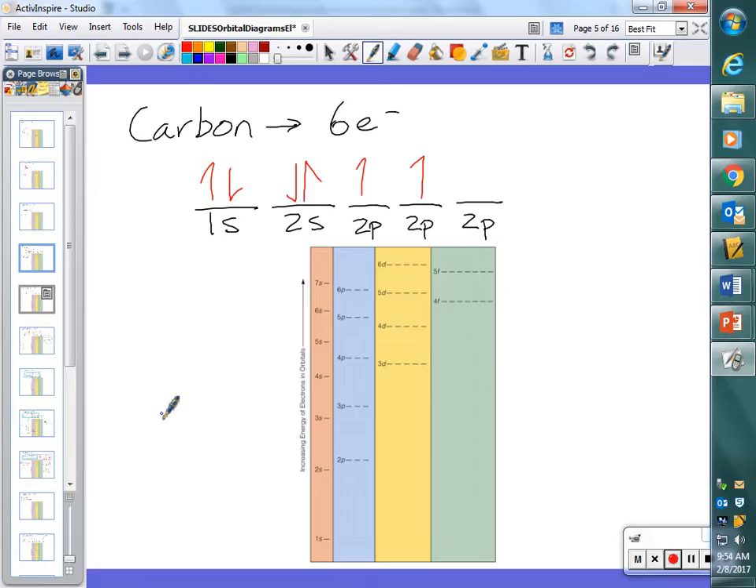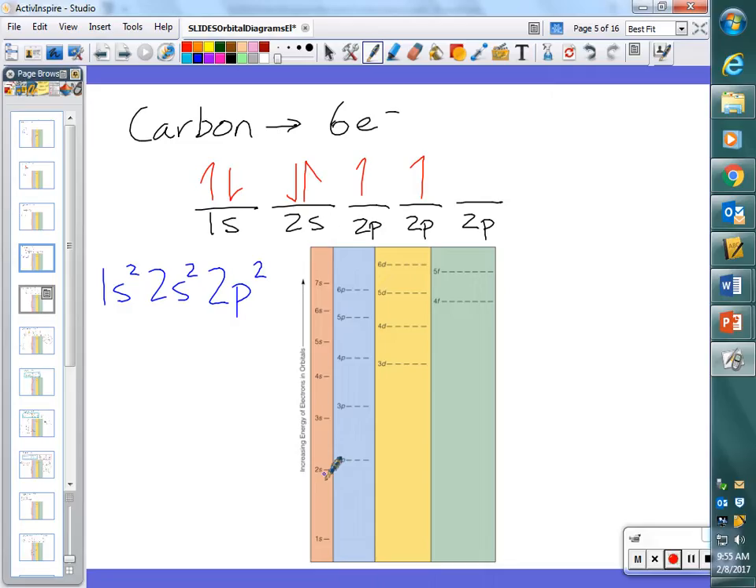Okay? So, 1s2, 2s2, then 2p, but we don't distinguish between them, so we just go 2p2. Okay?